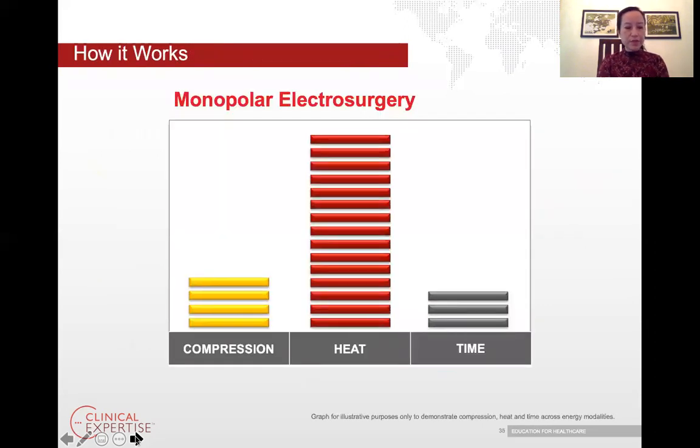This graphical representation shows directionally what is going on with regards to heat, compression, and time. As you can see, monopolar energy is characterized by low compression, high heat, and relatively short time on tissue. This graphic will be useful for you to compare its performance with other modalities later.